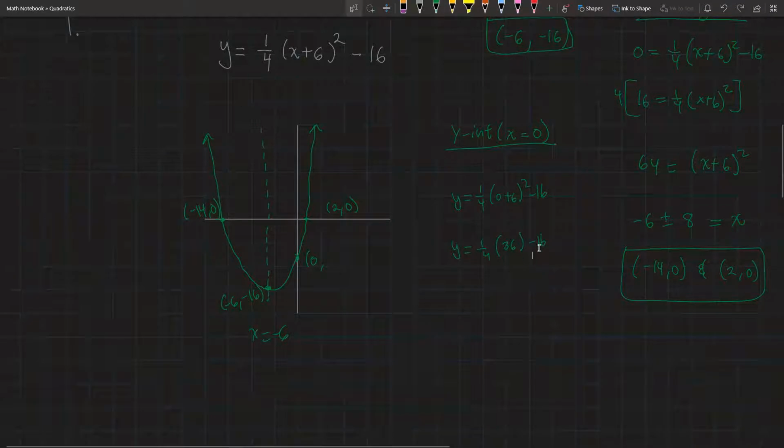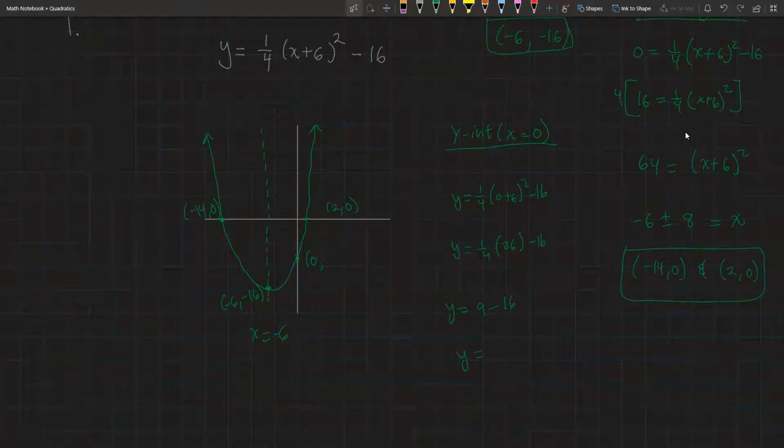Be very careful. You might make the mistake of subtracting before you multiply or divide. In this case, we've got to divide by 4. So 36 divided by 4 is 9. Minus 16 is y equals negative 7. Yep, that works. I was checking in my head for a long time, but it's okay if I pause because that gives you more thinking time.